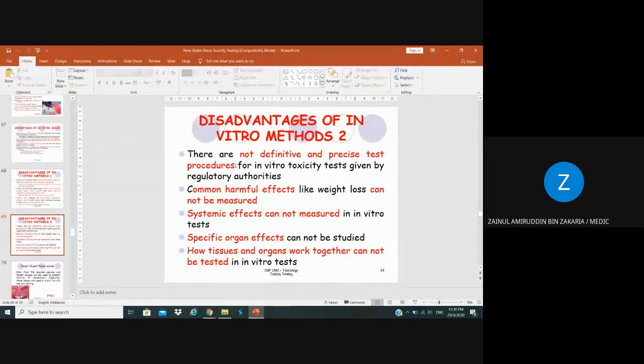Common harmful effects like weight loss cannot be measured. If the compound has the ability to reduce weight of the animal, you cannot see that in an in vitro study. Certain effects, for example salivation and diarrhea, you cannot see using in vitro. And then systemic effects cannot be measured in an in vitro test, because you are using cells instead of a whole animal. Specific organ effects also cannot be studied because you are using cells instead of the organ.